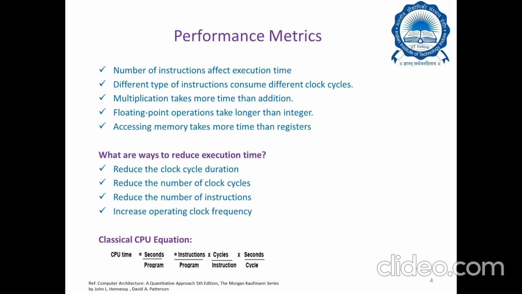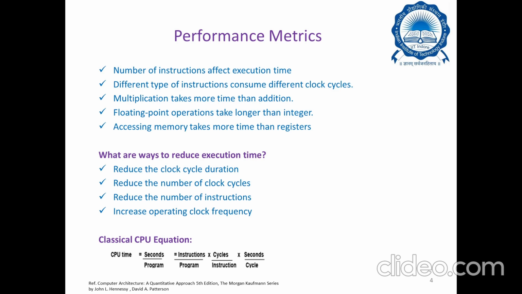For example, multiplication takes more than addition. Floating point operations take longer than integers, right? Again, floating point operations can be of several types depending on what precision of the floating point number you're looking at, what the exponent value is, what the mantissa value is. We'll get into those aspects in one of the subsequent lectures. Now accessing memory also takes more time than registers, so this is another aspect that can affect performance. So you see there are 5 factors here that affect performance.